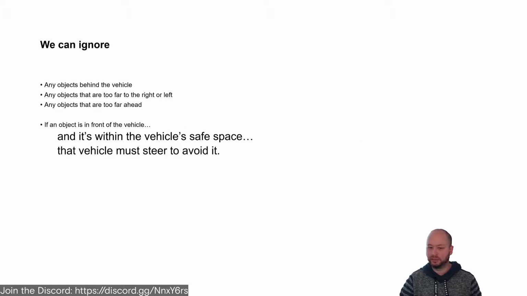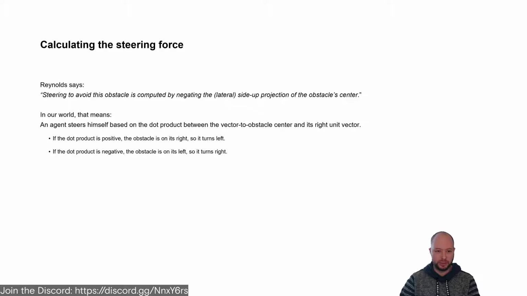So how do we implement this stuff? We can ignore anything behind us. We can ignore anything that's too far to the left or to the right, or any objects that are too far ahead. So now we assume we've done all that, and if we realize there's an object in our path, then we must steer. We must apply a steering force to avoid it.